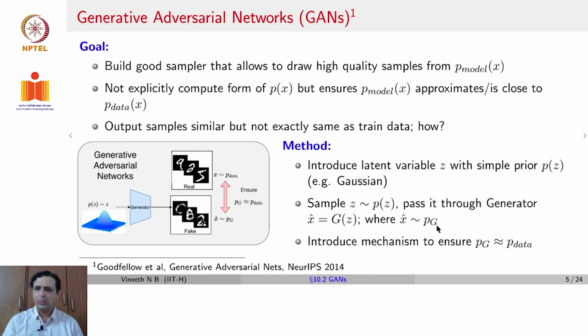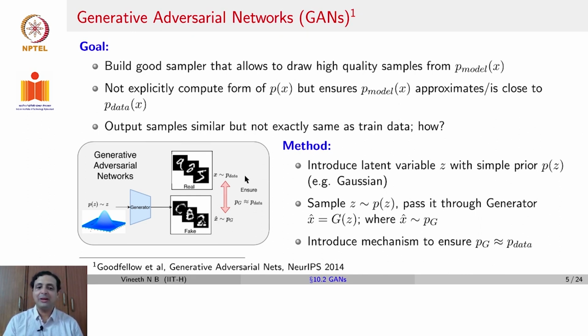Now, what do we want? We want to ensure that if we had a distribution of training data given by P data, the distribution PG must be close to P data. Observe that we are not trying to assign a likelihood to every data point x hat or even x for that matter. We want that distribution PG to be close to the distribution P data.